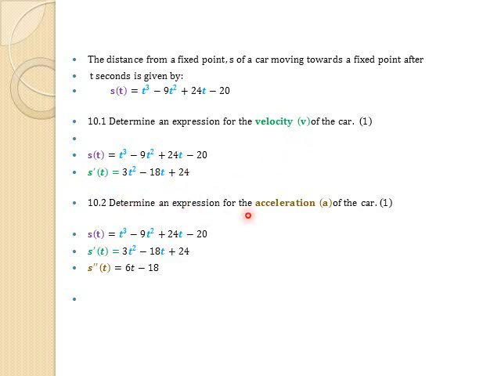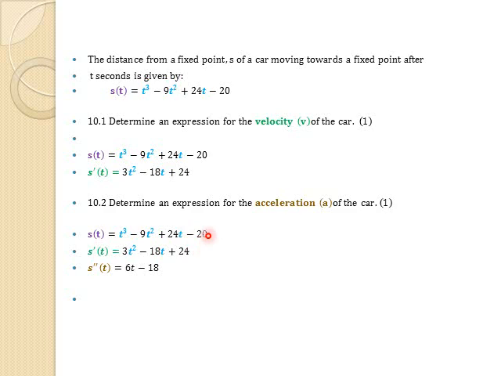10.2, determine an expression for the acceleration of the car. So acceleration is the rate of change of velocity, meaning I have to find the second derivative. So my equation reads t cubed minus 9t squared plus 24t minus 20. 3 times 1 gives me 3. 3 minus 1, 2. 2 times negative 9, negative 18. 2 minus 1, 1. 1 times 24, 24.